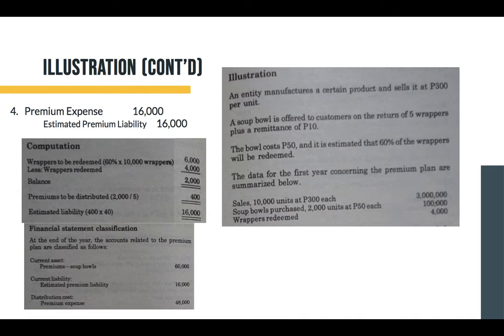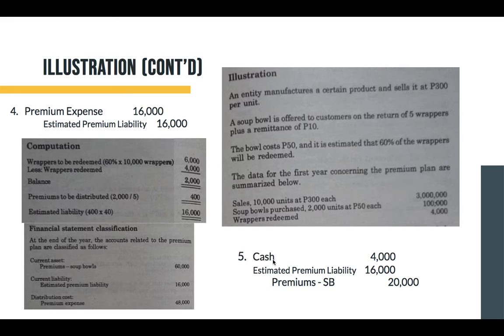Okay, so next would be the next entry. We still have the fifth entry, which is the subsequent to year end. So what would be our entry if the remaining customers would like to redeem, or have redeemed, the freebies, the premiums? Okay, so we will debit cash, okay, for the amount paid.